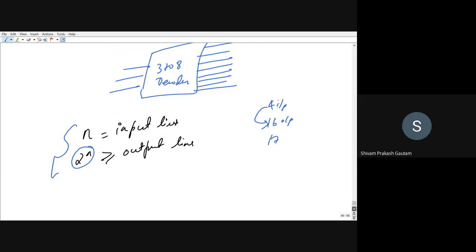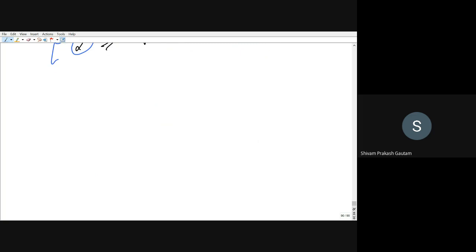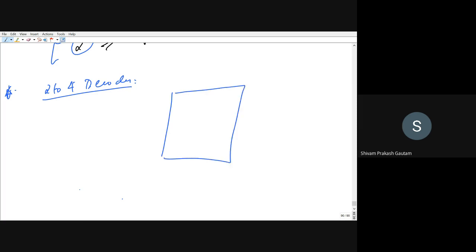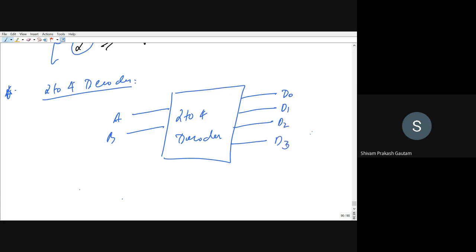Now serially we will see how we can build the decoder logic. First one will be the 2 to 4 decoder. If you want to draw the logic, just a block diagram here. Here we are having 2 inputs, A and B, and correspondingly we will have 4 outputs, that is, you can call them D0, D1, D2, and D3. So for 2 inputs, we are having 4 outputs.